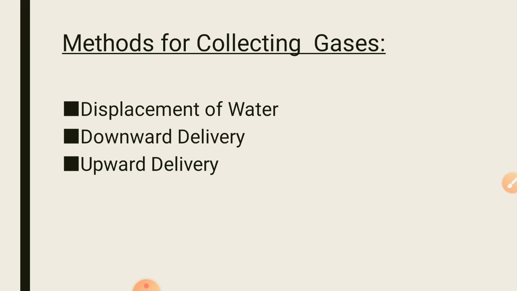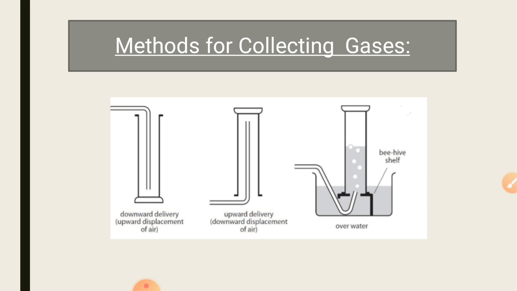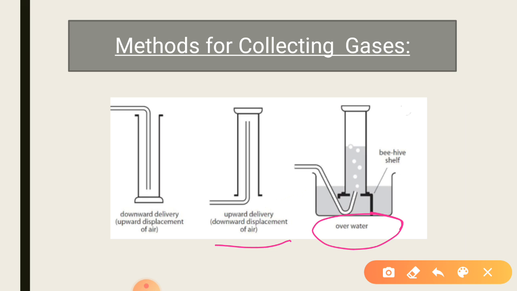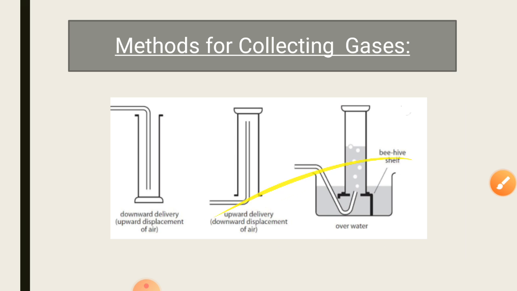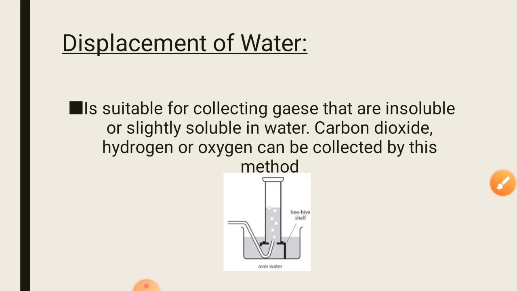Methods for collecting gases: there are three methods: displacement of water, downward delivery and upward delivery. Here a diagram is drawn to help you understand. The first one is downward delivery, the second one is upward delivery, and the last one is over water. Let's do it one by one. Displacement of water.